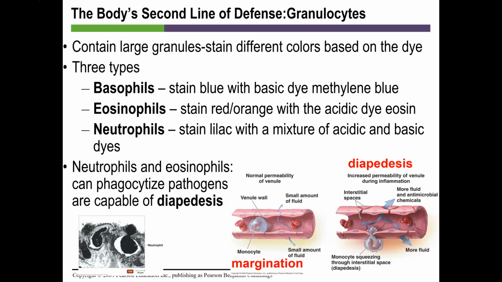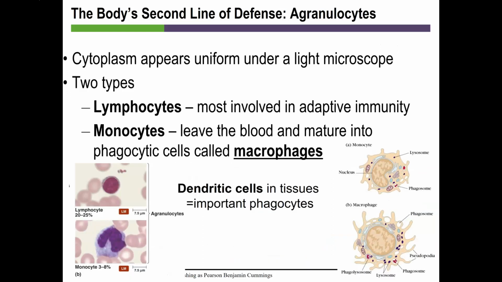The second line of defense includes agranulocytes. Remember, the granulocytes look grainy under the microscope and the agranulocytes don't. Here we have lymphocytes and the monocytes. Lymphocytes are the ones that are really important for the adaptive immunity, and we'll be talking about them in the next chapter. Those include our B cells and our T cells.